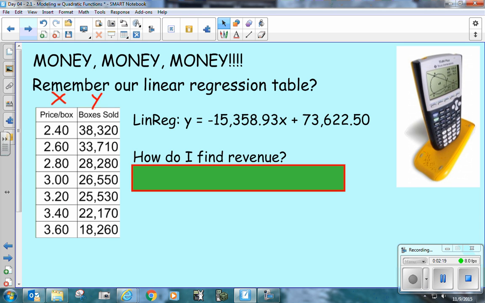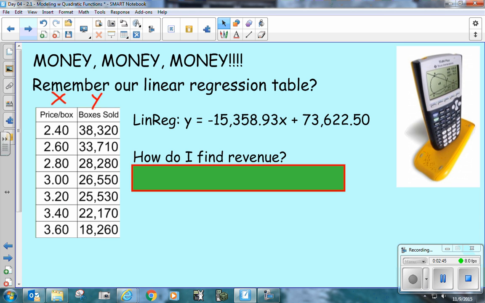How do we find out the profit we made? Well, yeah, that's exactly it. He's right. We find out how much we are charging per box, and then multiply that times the number of boxes we sell. Well, not in this equation. Not into our linear regression equation. We need a quadratic regression equation.